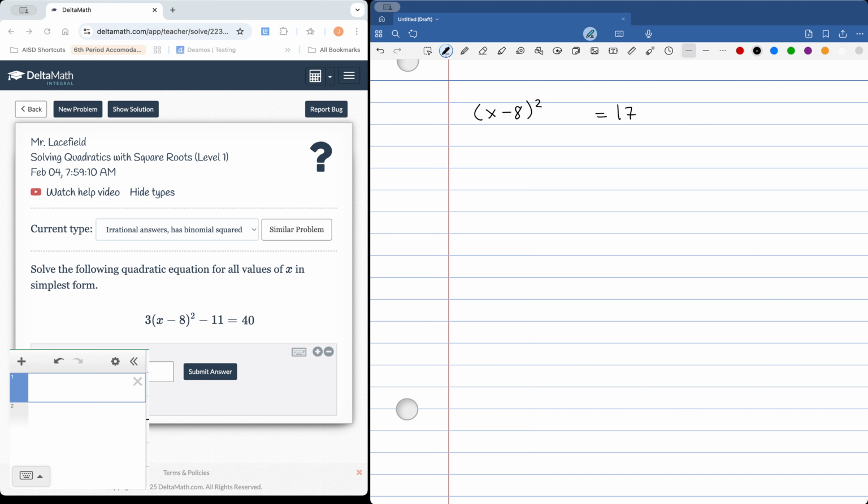And now if we take the square root of both sides, 17 is prime, so you're not going to be able to simplify that any further. So it's just going to be x minus 8 equals plus or minus square root of 17, which means that we're going to take this minus 8, move it to the other side as positive 8. So our two possible answers are going to be 8 plus root of 17 or 8 minus the root of 17. So I can just type that into Desmos here as x equals 8 plus or minus square root of 17.